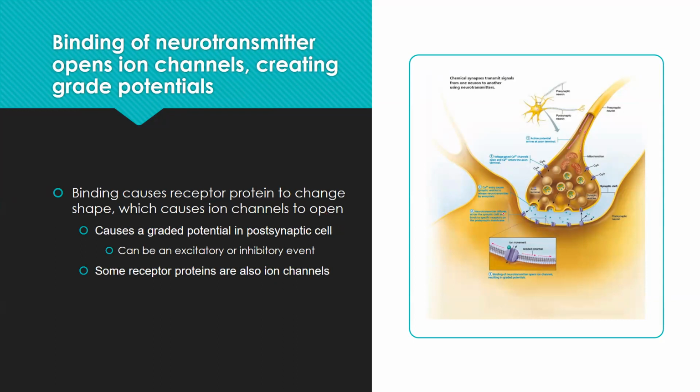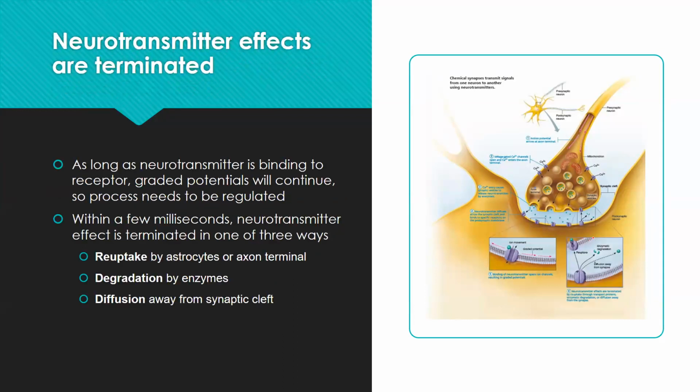Okay. This event could be excitatory or inhibitory. It can cause something to happen or can inhibit something. It doesn't always have to be excitatory. And then our next step is that the neurotransmitter's effects are terminated. It can be terminated in 3 ways. The neurotransmitter can undergo reuptake. It can essentially get taken back into the axon terminal and recycled. This is by astrocytes. It can be degraded by enzymes, or it can diffuse away from the synaptic cleft into the interstitial space and then be reabsorbed or broken down elsewhere.